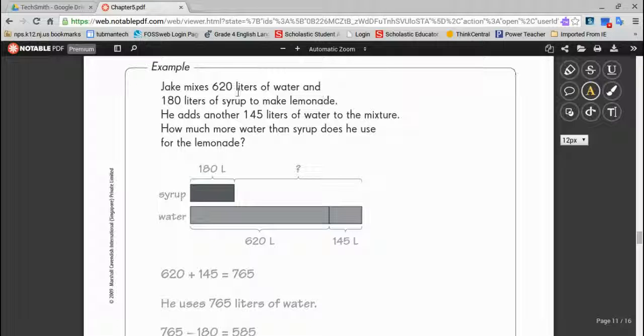So let's take that one sentence, let's find it in my bar model. So here we have 620 liters of water, that's my first bar model, and we have 180 liters of syrup, and that's how they're making lemonade. Okay? He adds another 145 liters of water to the mixture. So here's my water before we had 620 liters, and I'm going to add another 145, so I'm going to combine and extend my bar model a little longer with 145 liters. How much more water than syrup does he use for the lemonade?